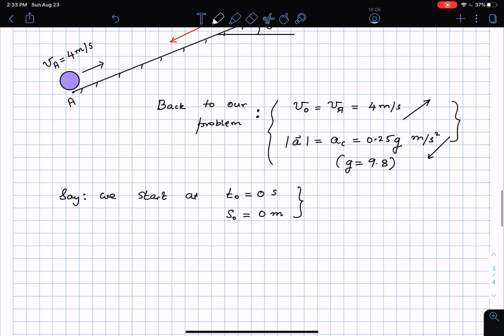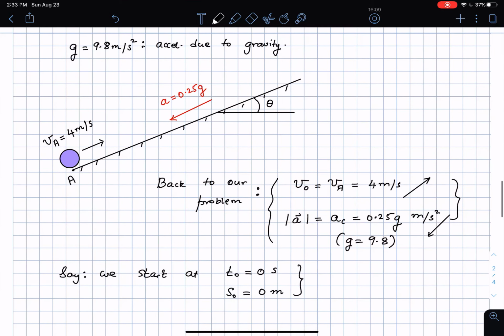Okay, and then what is the problem asking me? The problem is asking me to find the maximum distance traveled by the ball up the incline. And what is the key statement here? If the ball is going to travel the maximum distance up the incline, then the velocity of the ball at its maximum location is going to be 0. Right? So that's something I'm going to write down.